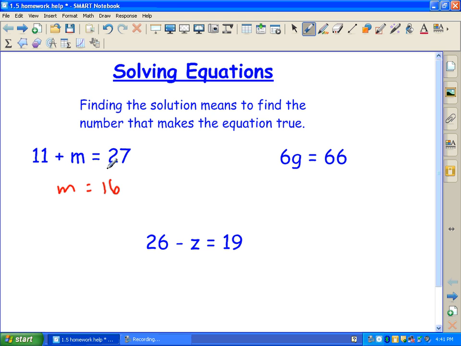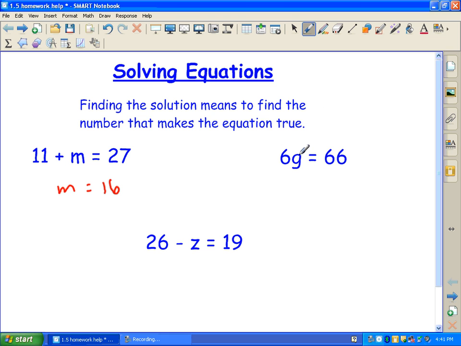Now notice that I wrote this as m equals 16. Anytime I am writing solutions to an equation, I always write the solution as the letter equals the answer. I'm not just going to write 16. It's always going to be written this way.